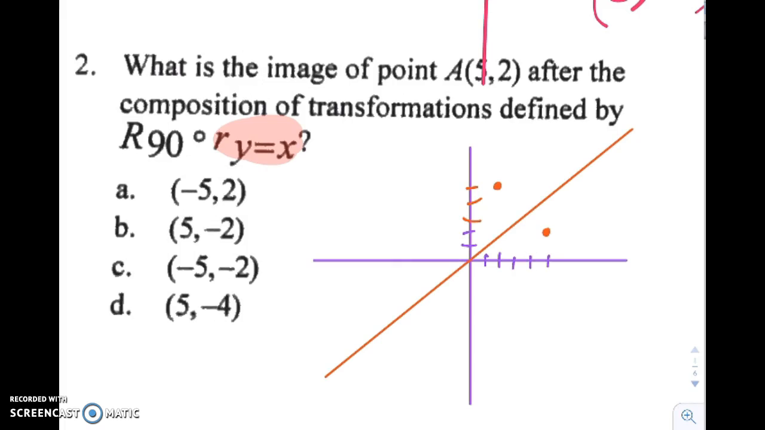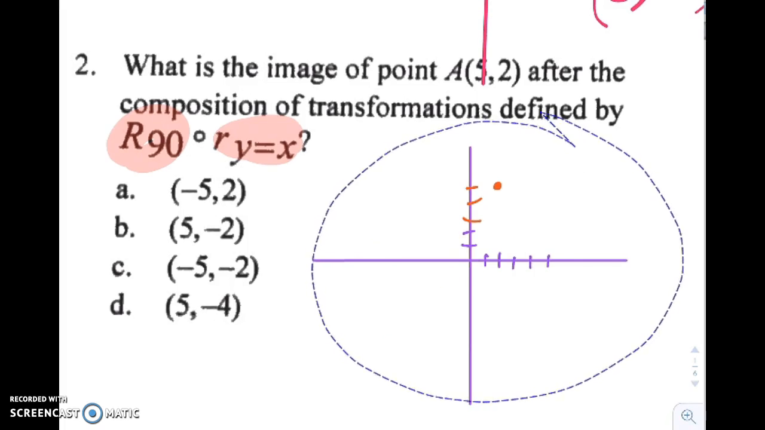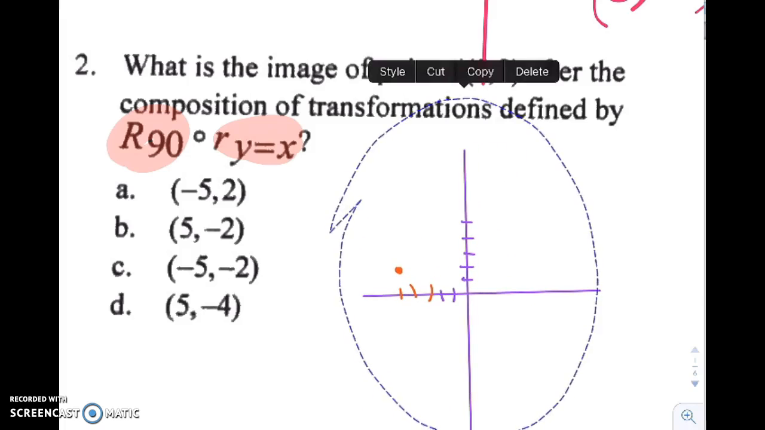Then you're going to take that newest point, the only one you can see now, and rotate it 90. So if you take that same point with patty paper and rotate it 90, it ends up at (-5, 2).